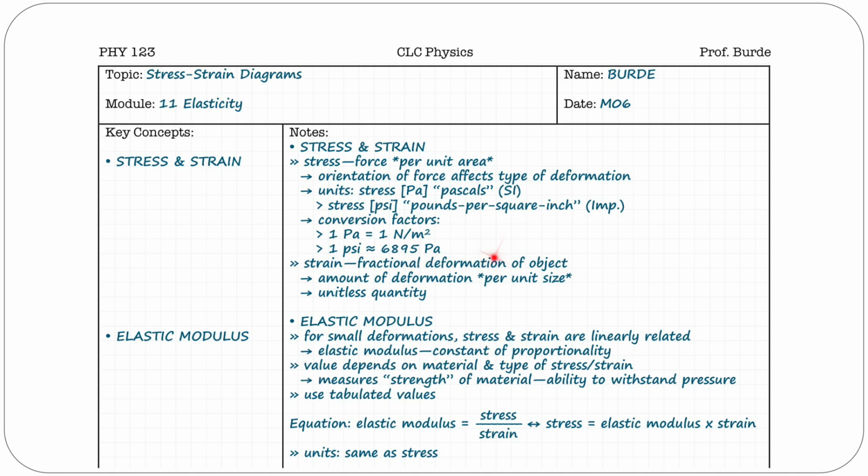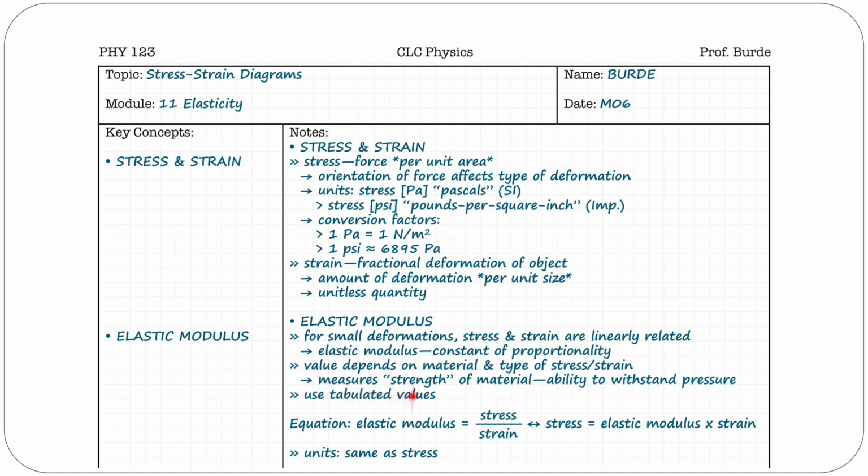How much the material deforms, how much strain it has in response to that pressure, that stress, is related to the elastic modulus of the material. That is an inherent quantity to the material. We're going to assume that it is a uniform material that has just a single type of molecular structure, without the complication of different compound materials. As long as the deformations are fairly small, the stress and strain are linearly related, and the elastic modulus is the constant of proportionality between these two.